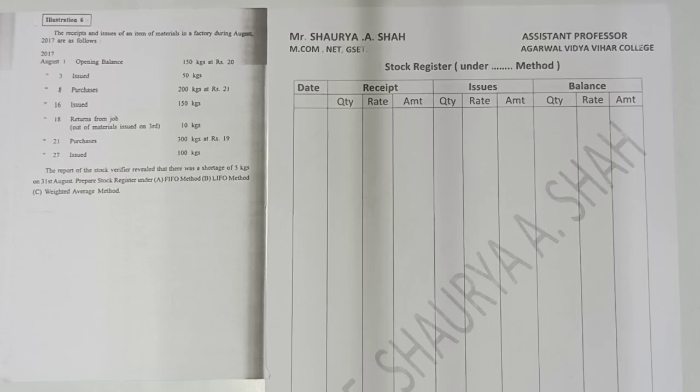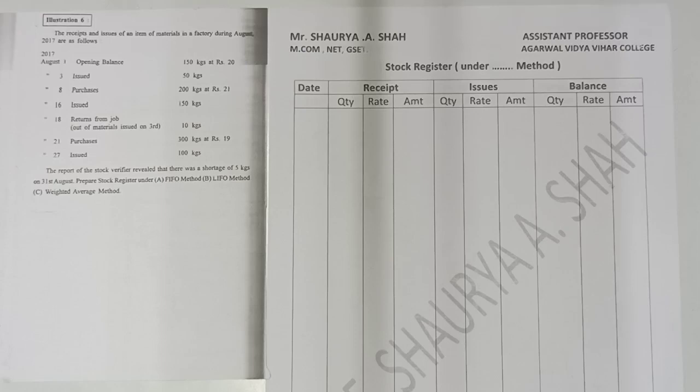Dear students, in the last lecture we studied theoretically about various inventory valuation methods. I taught you about FIFO, LIFO and weighted average method. We also studied the advantages and disadvantages of those methods. I hope you are all ready with the format for today's sum. You also have the sum with you, as I have already provided it in Google Classroom.